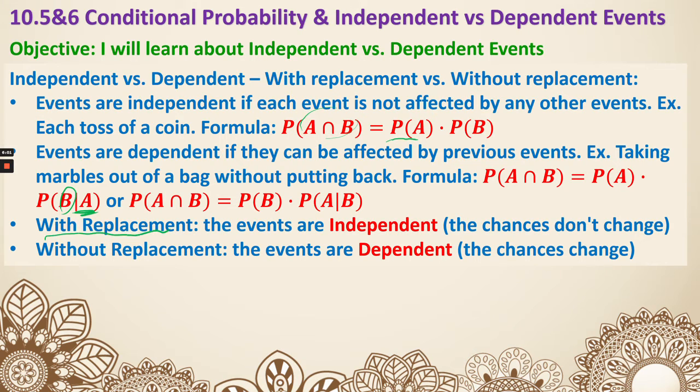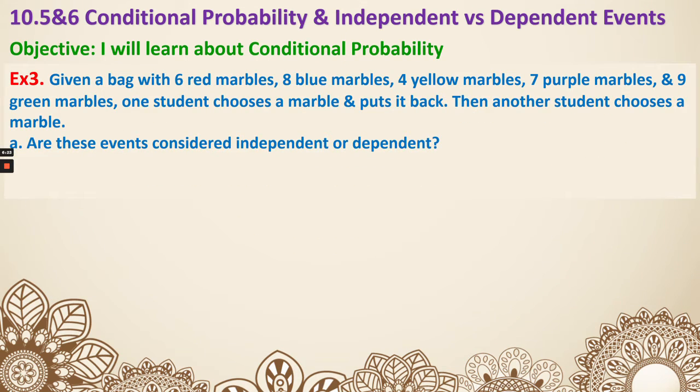And now with replacement, because when you put it back, when you actually replace it, the next pick, you still have the same kind of probability, which means they are independent events if we have with replacement. Then on the contrary, without replacement, that means the events are dependent. Now let's have a look and do some practice. Example 3. Given a bag with 6 red marbles, 8 blue marbles, 4 yellow marbles, 7 purple marbles, and 9 green marbles, one student chooses a marble and puts it back. With replacement, that means it's going to be independent.